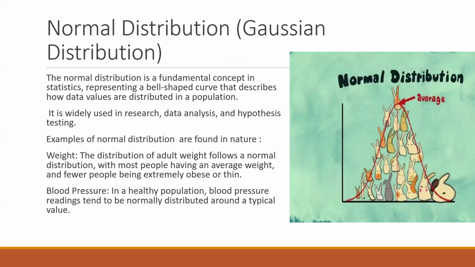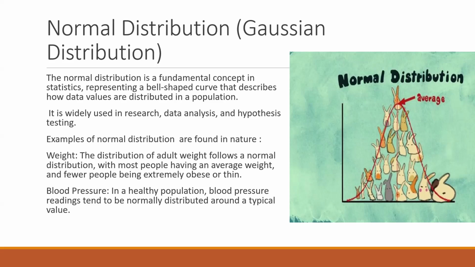So now we come to the normal distribution. It is also known as Gaussian distribution. The normal distribution is a fundamental concept in statistics representing a bell-shaped curve that describes how data values are distributed in a population. It is widely used in research, data analysis, and hypothesis testing.